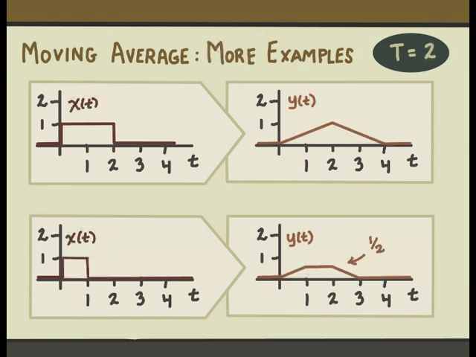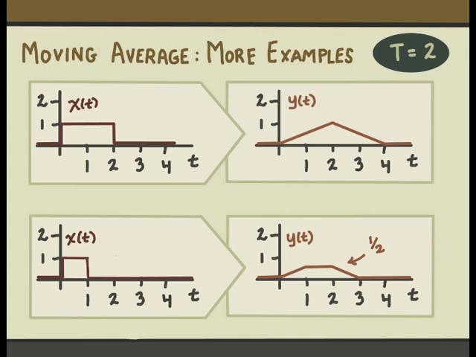We'll now look at some examples where capital T is equal to 2. In the first example on this page, x of t is the same as it was on the previous page. You'll now notice that y of t is different because we're averaging over 2 seconds instead of 1. In this example, the averaging time, capital T equal to 2, is exactly the same as the width of the pulse, x of t. As a result, the moving average achieves the same maximum as x of t.